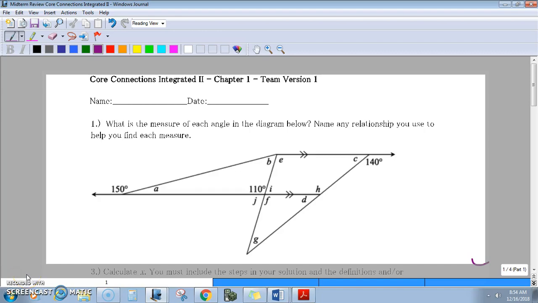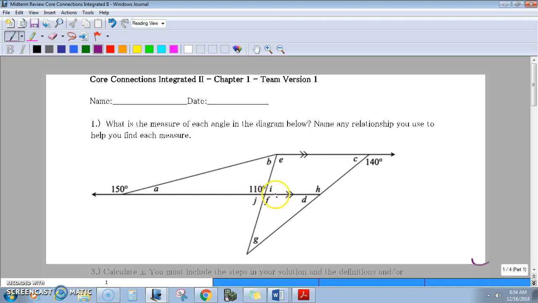All right, guys. So I know you've spent some time getting ready for our final over the weekend, so here are the answers. What is the measure of the angle in the diagram below, and name the relationships? So, like I told you, naming the relationships is half of what you have to do, but they will stay on the wall. But let's take a look.